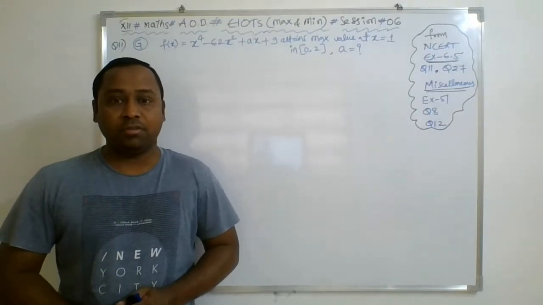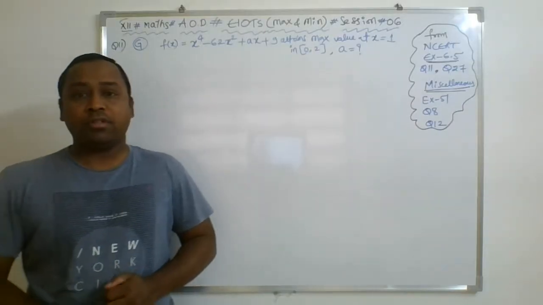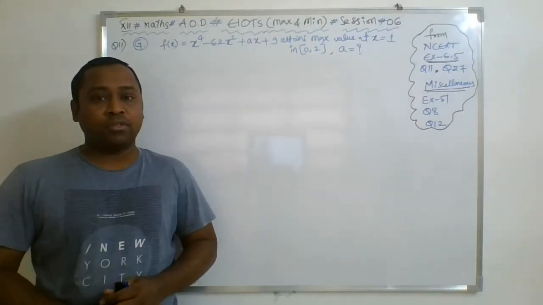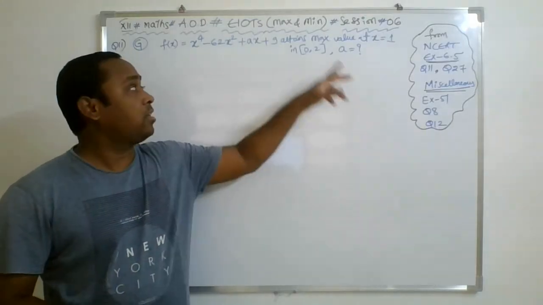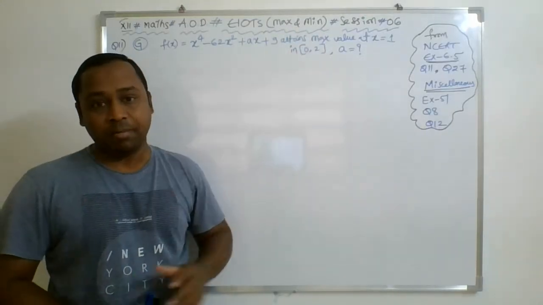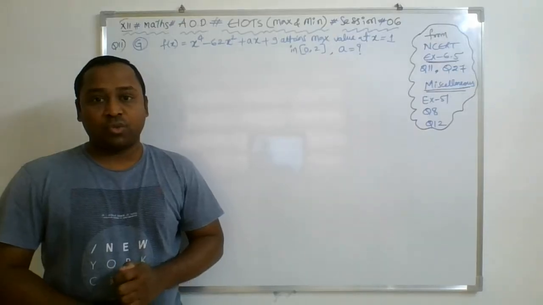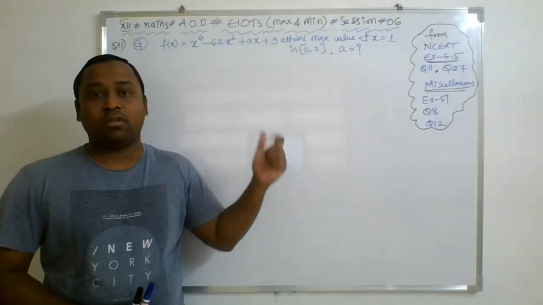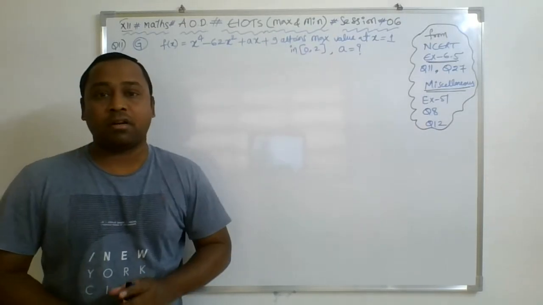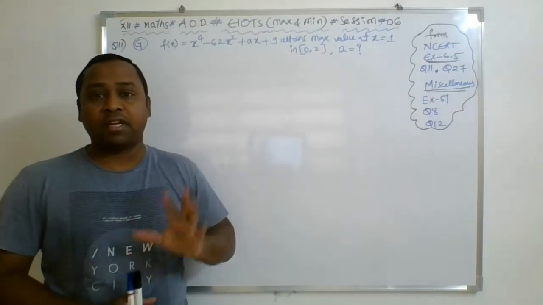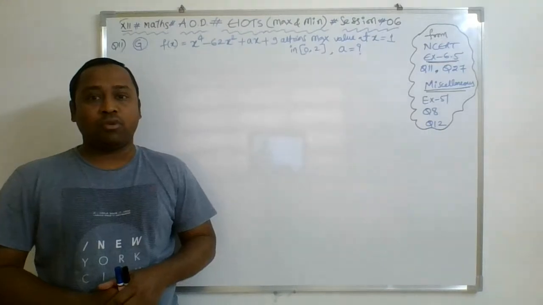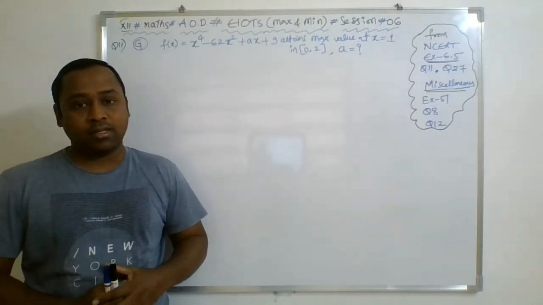Now, in this session, we are going to discuss a few important sums that will be considered as higher order thinking skill questions under the maxima and minima concept. So, this will be the last session for maxima and minima, where we will discuss selected 5 sums from NCERT which are considered as HOTS.